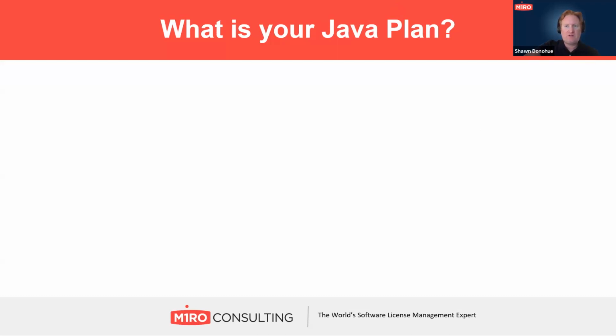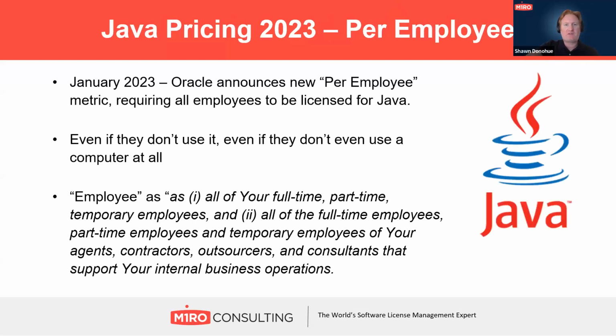All right, great. So let's talk about Java pricing and how it is structured. Well, it used to be per named user or per server. It was basically defined by users and technology, right? If the system used Java, it needed it. If the user was using something that needed Java, they needed it.